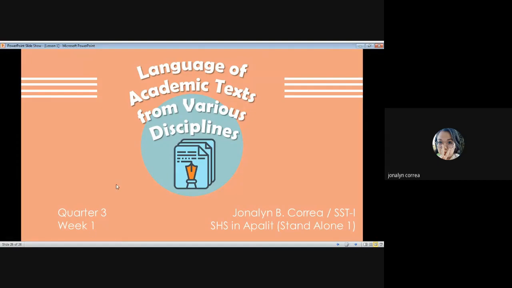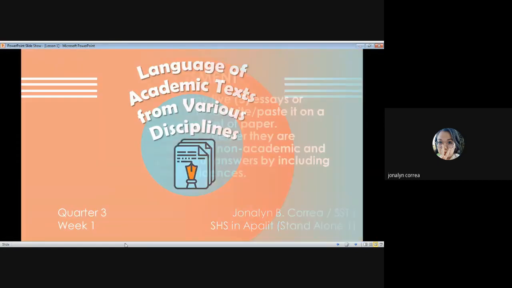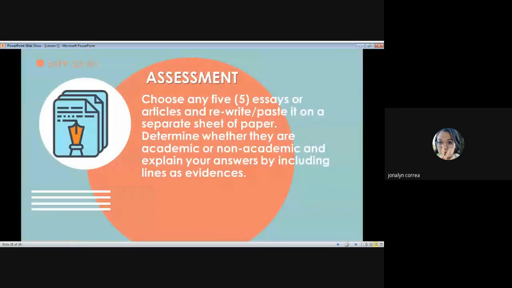For your assessment, you are to choose 5 essays or articles and rewrite or paste them on a separate sheet of paper, then determine whether they are academic or non-academic. Then explain your answers by including lines as evidences.